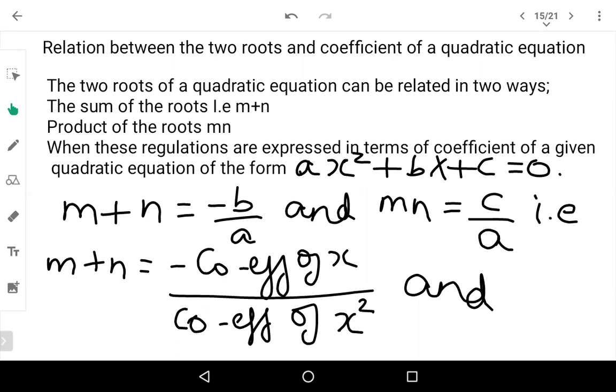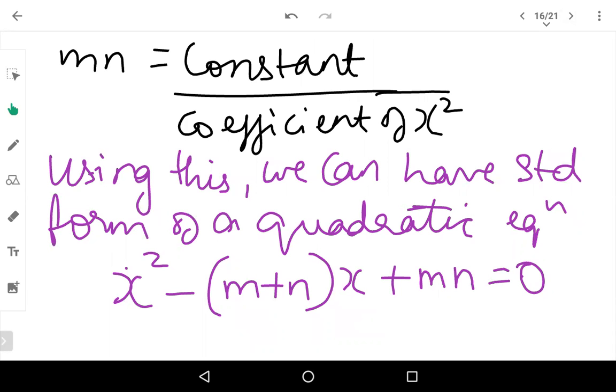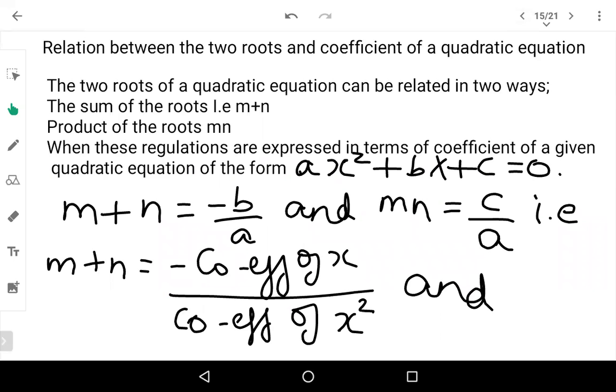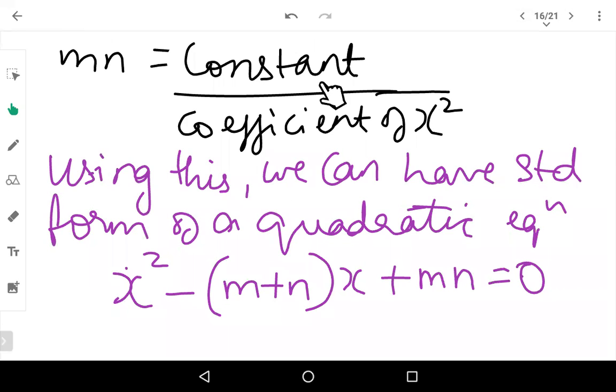Now similarly for m into n, it is c by a. C is the constant and a is the coefficient of x square once again. They've just given the full form of the numbers. So m plus n is nothing but minus b by a, and m into n is c by a. Here there is no minus. Did you all understand until here?